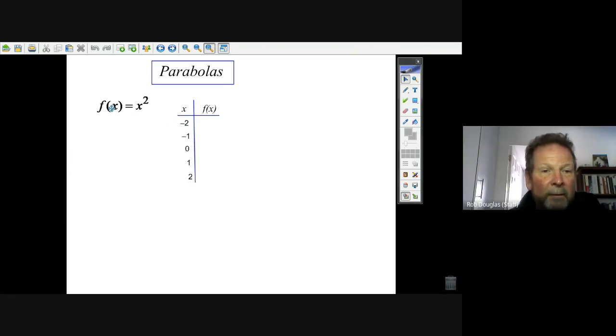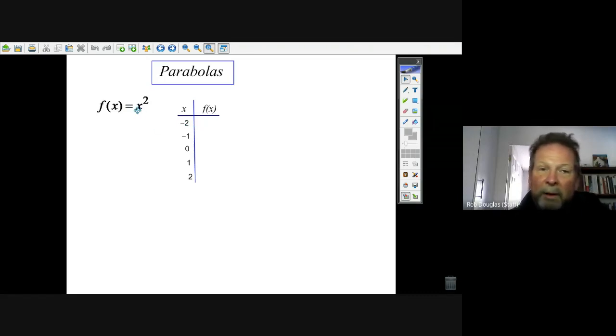If we take -2 and put it in for x, this notation is telling us what is the value of the function when x is equal to -2. And what we're supposed to do is put -2 in here. And we go -2 and we square it. -2 times -2 is +4.